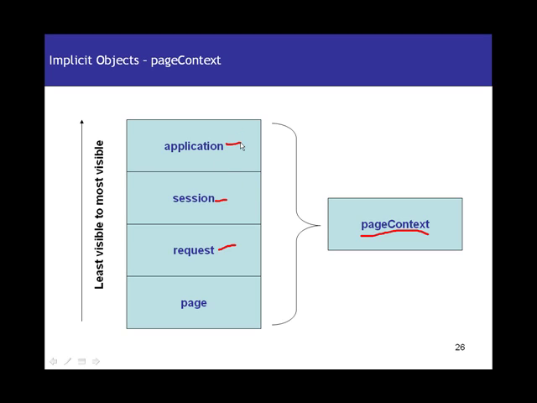So basically when you use page context, it is going to check each and every level, starting from least visible to the most visible level, right? And if there is a match found in any of the scopes, it's going to give you the value. So in this case you don't really have to worry in your JSP whether this particular attribute is set at session level or request level, right? So that's about page context and all the different implicit objects we have in JSP pages. Thanks.